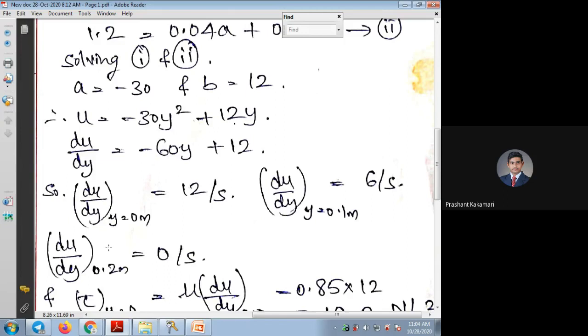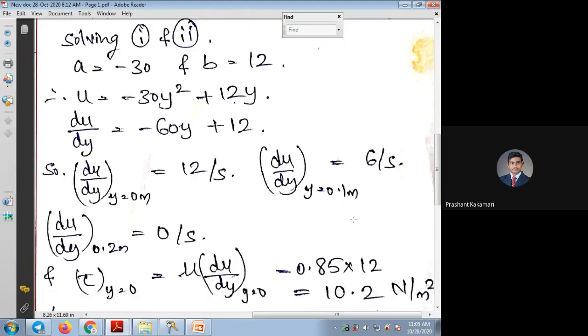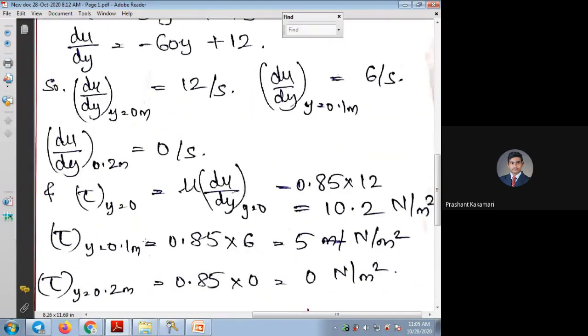Then the velocity gradient at the tip or the top distance, that is 20 centimeter or 0.2 meters if you consider, minus 60 into 0.2 plus 12. So that will be minus 12 plus 12. It will be 0 per second. At the tip, there is no velocity gradient present, but there will be high velocity possible. Now the same values you consider for finding directly the shear stress.